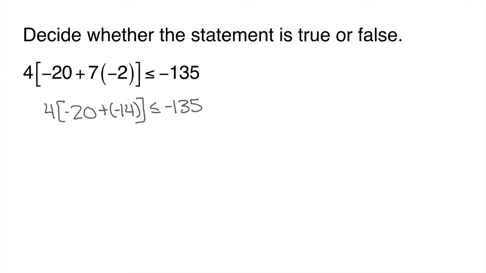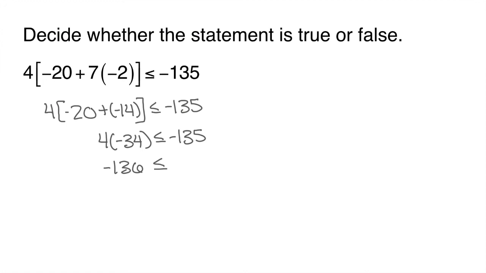Negative 20 plus negative 14 is negative 34. So we have 4 times negative 34 is less than or equal to negative 135. 4 times negative 34 is negative 136.